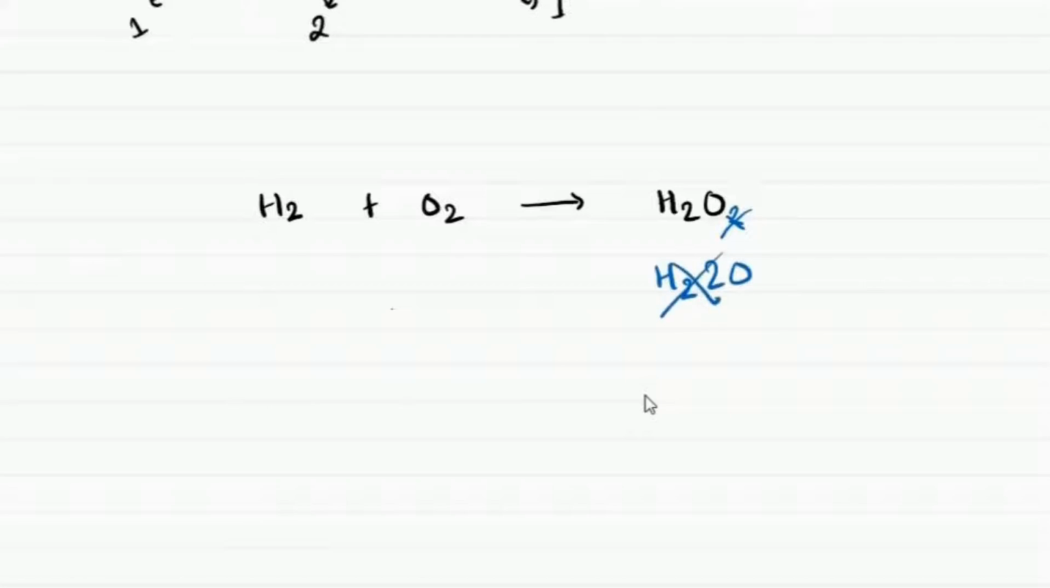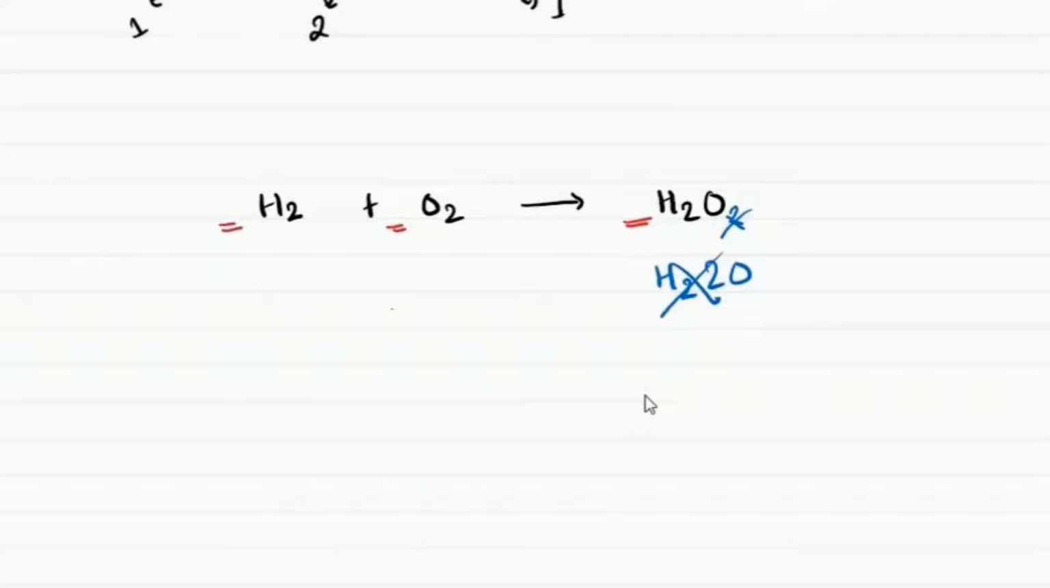What you can do is only add numbers in front of the compounds and molecules. You can add numbers in front, and you need to make the number of atoms equal on both sides. So how can you do that? Let's add some numbers.